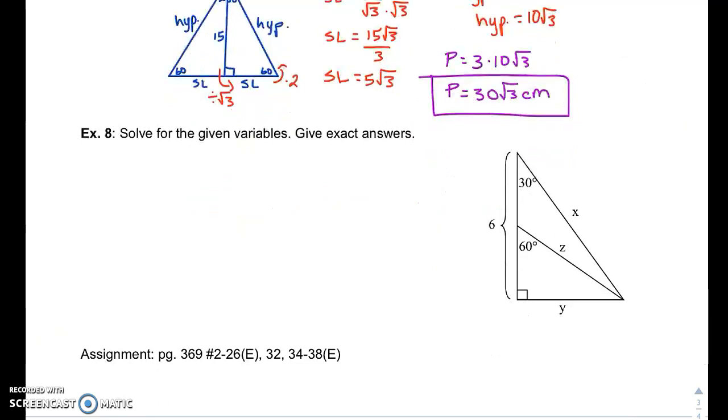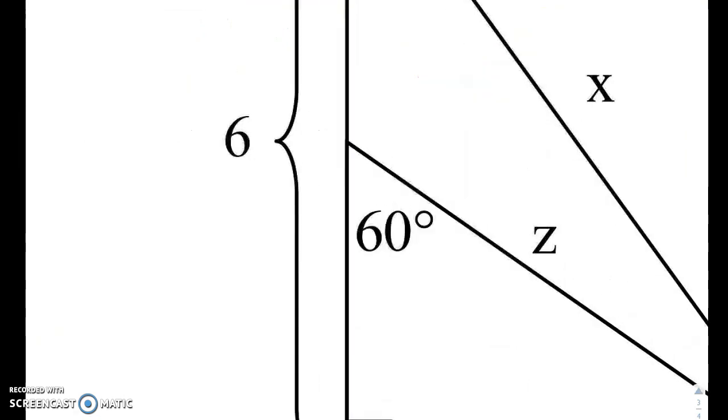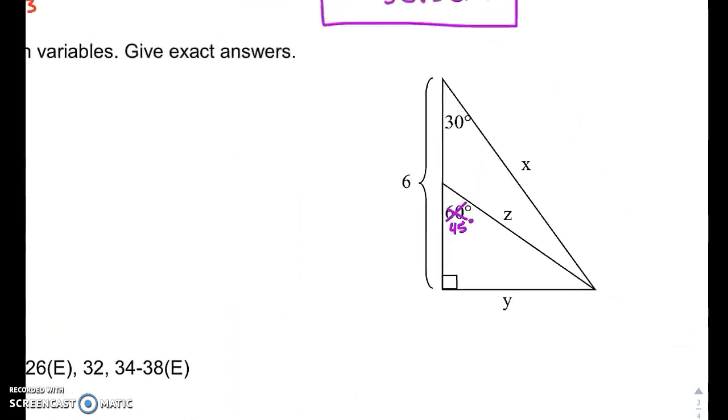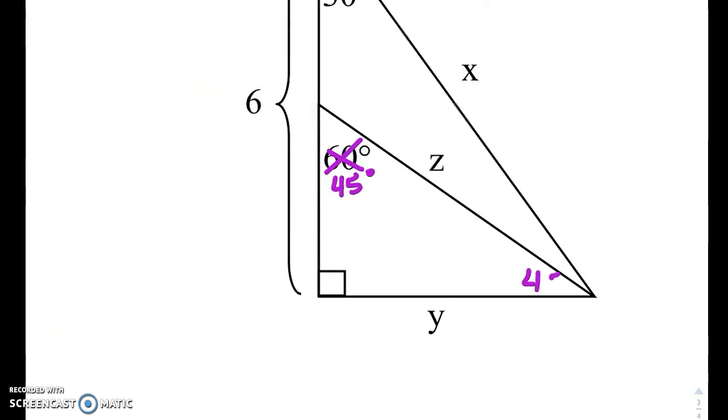Okay, last problem here, double triangle. Whoops, I think I labeled this wrong maybe. Let me look, hold on really quick. Yes, I did. So this 60 inside of here is supposed to be a 45. Alright, so fix that please. So we have a 45-degree triangle inside of a 30-60. So this is also 45 degrees over here.